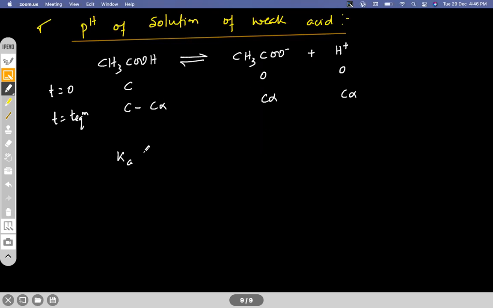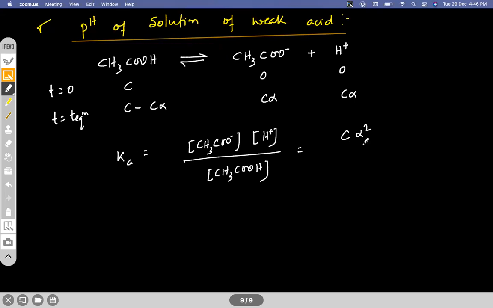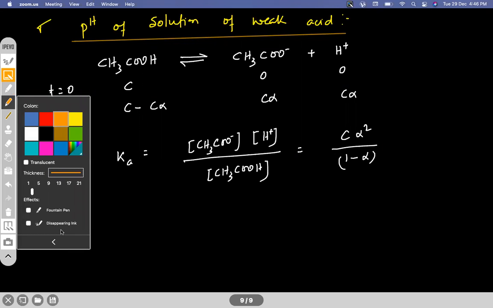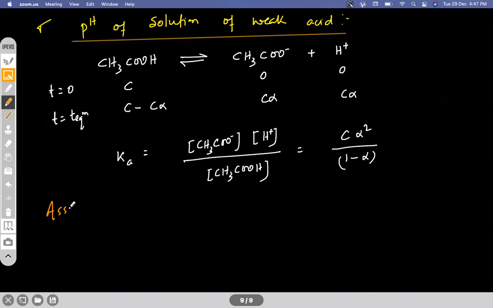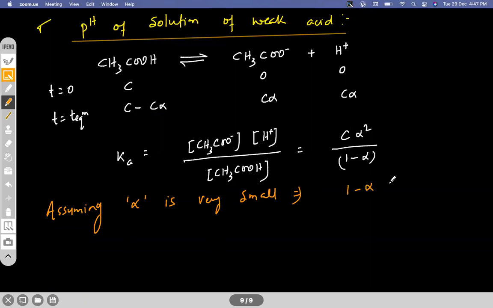So Ka is equal to the concentration of products, that is CH3COO minus times H plus, divided by CH3COOH. This is the formula we have, which we can further write as C alpha square by 1 minus alpha. Now, if you assume alpha is very small, we can write 1 minus alpha almost equal to 1. Hence Ka is equal to C alpha square.